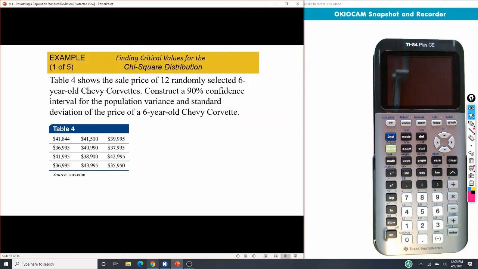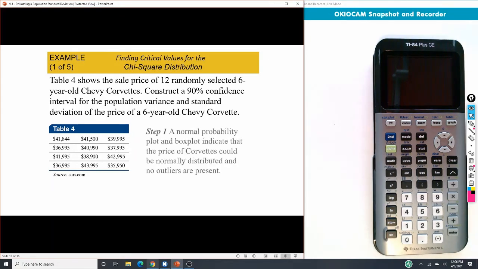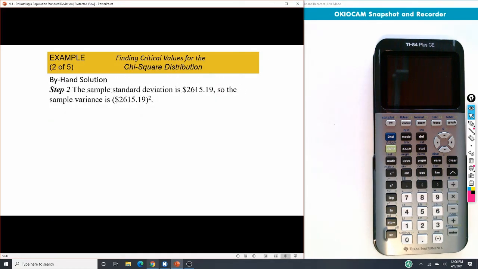Okay. All right, so here we have 12 randomly selected Chevy Corvettes, and we want to look at their deviation in price. We want a 90% confidence interval for the population variance, and then for the standard deviation. If we put those into L1, we can do our 1-Var Stats, and we would see that our standard deviation is 2,615.19. Our variance is our standard deviation squared, so we can just leave it at that.